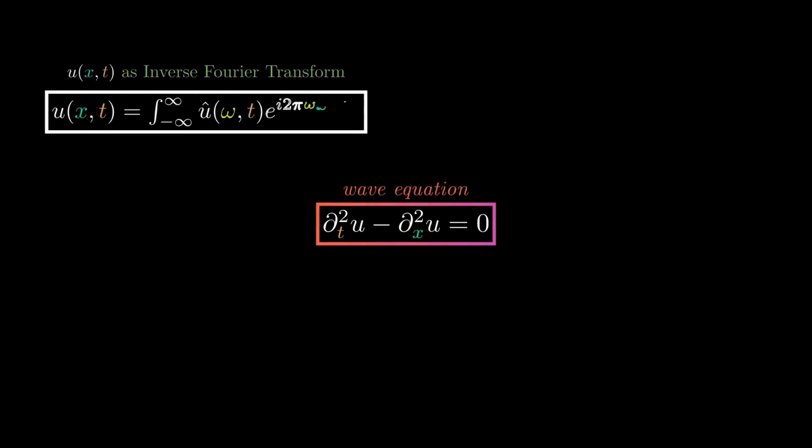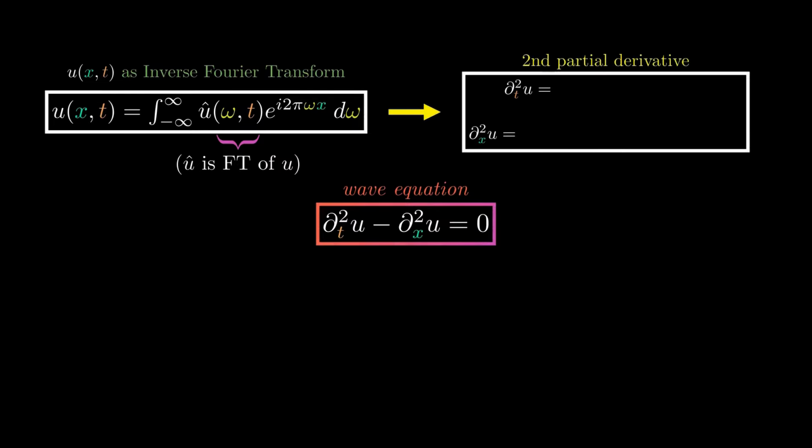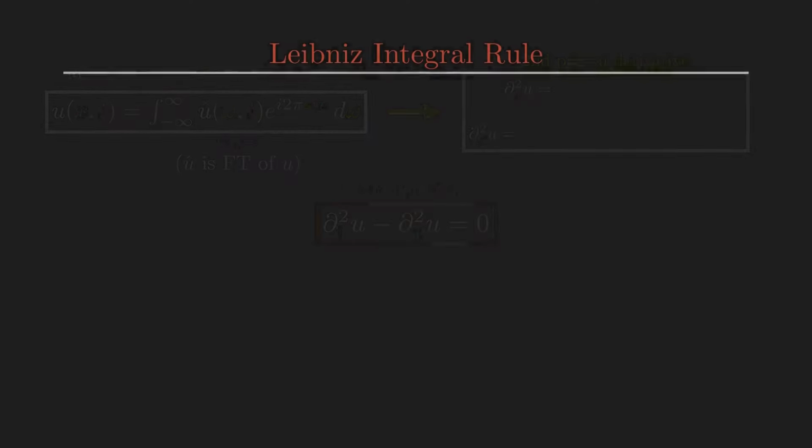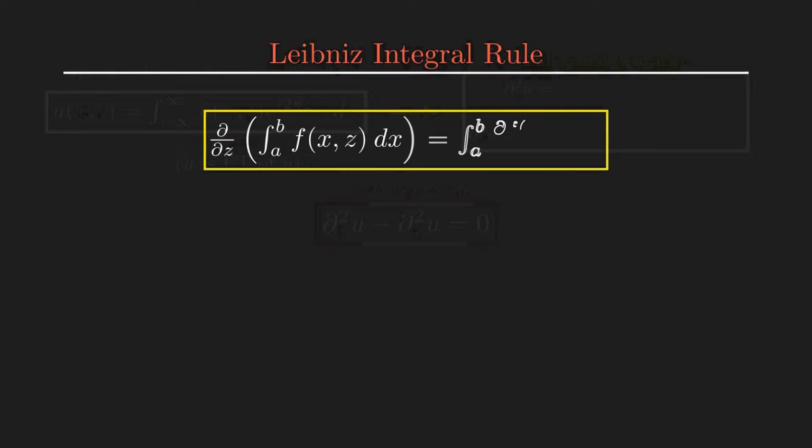The idea to solve this is that we write the solution u as the inverse Fourier transform of this function u hat. U hat is the Fourier transform of the solution u. Now let us write the wave equation in terms of Fourier transform. We also need to write the second partial derivatives. We can use the Leibniz integral rule here, which says that differentiating an integral is the same as differentiation under the integral.